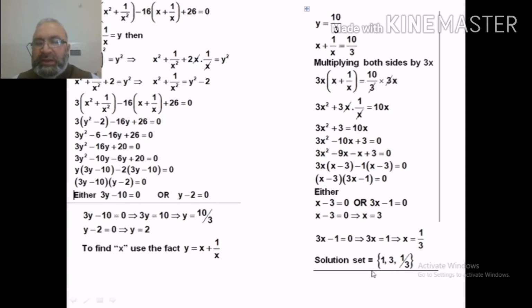Thus we get x is equal to 3 and x is equal to 1 over 3. Now this is your homework, to solve the second root y equals 2. So again you will take x plus 1 over x is equal to 2 and solve it by yourself like this one. You will get the value of x as 1. So the solution set is 1, 3 and 1 by 3.